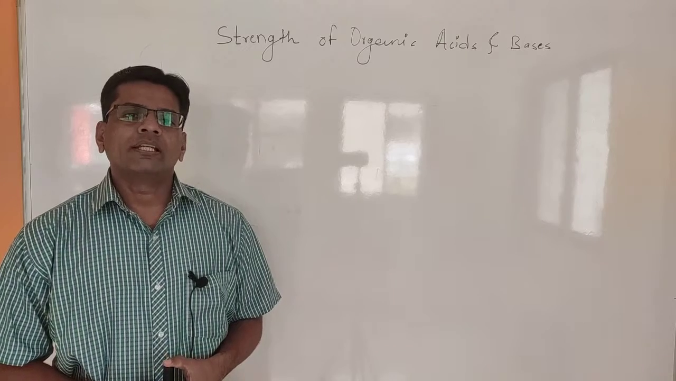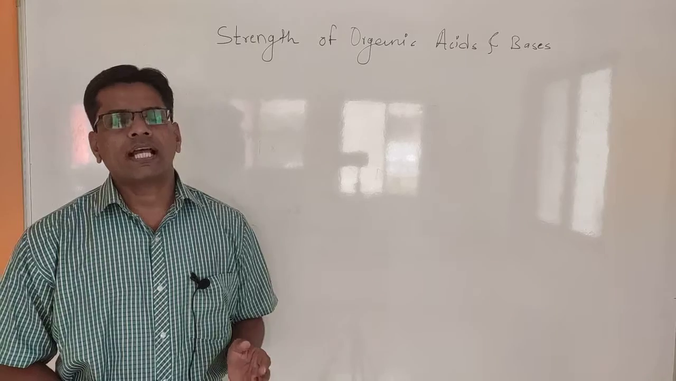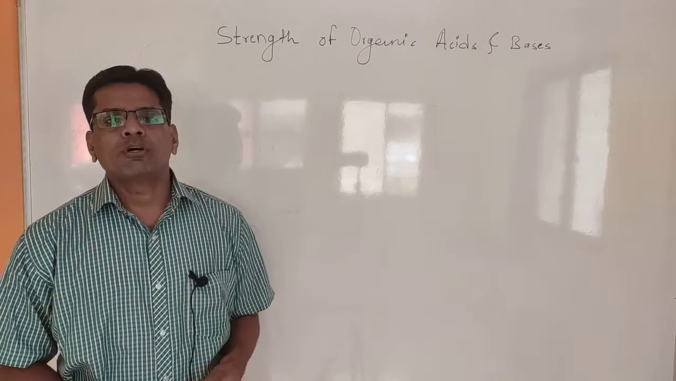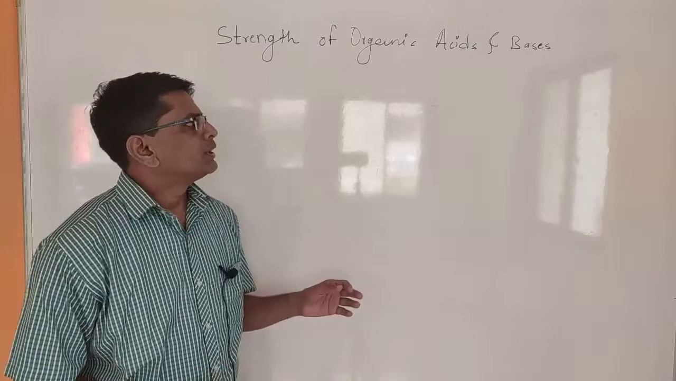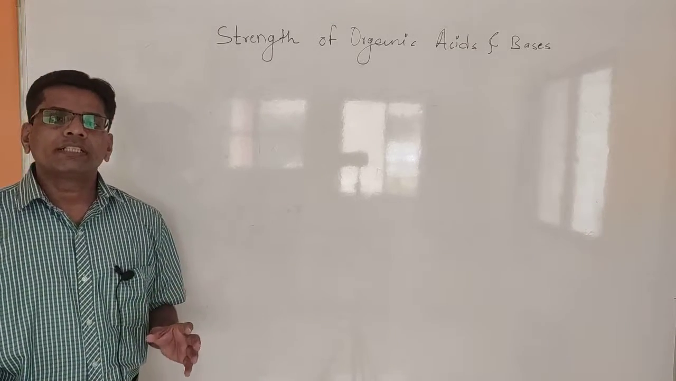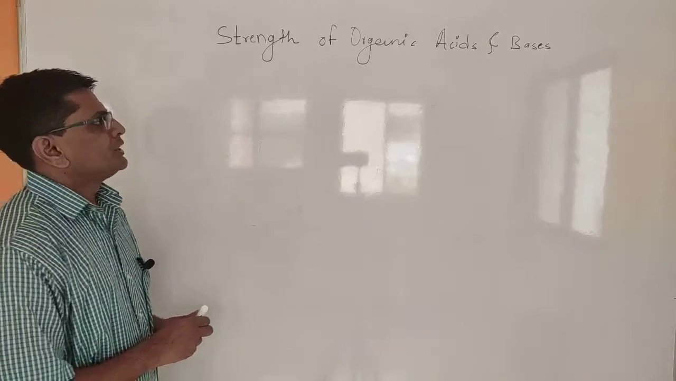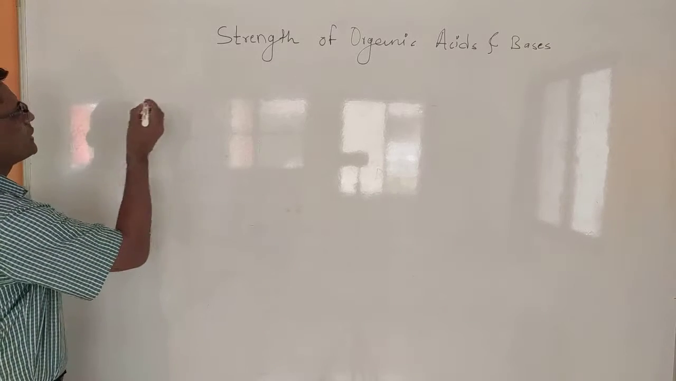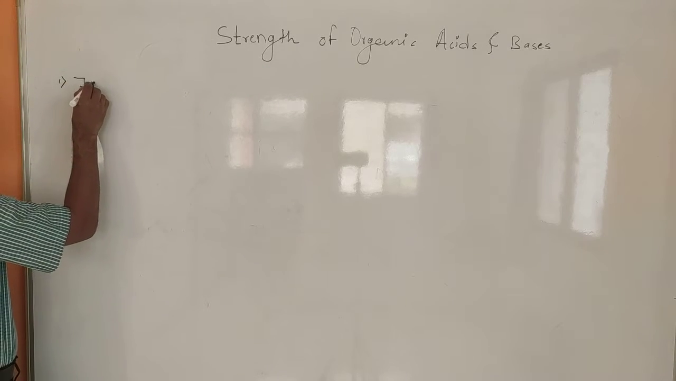Everyone. In the last lecture, we studied how to determine the strength of acids and bases in the form of Ka and pKa value. Now, today we are going to study the factors affecting the strength of acids and bases. There are different factors which affect the strength of acid and base. The first is inductive effect.